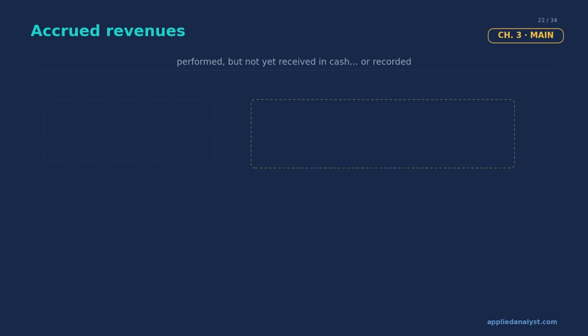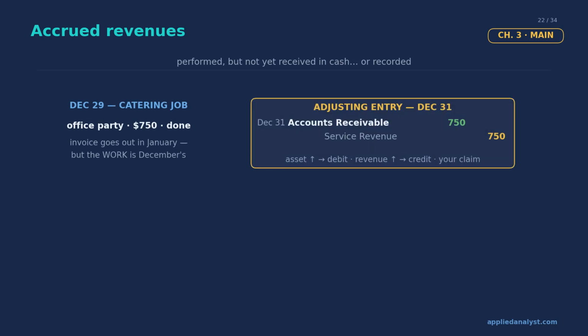Accrued revenues. Revenues for services performed, but not yet received in cash or recorded. On December 29th, Maple Bean finished a $750 catering job for an office party. The invoice goes out in January, but the work is December's. Derive it. Your claim against that customer is an asset. The finished work is earned revenue. So, debit accounts receivable, $750. Credit service revenue, $750. Interest works the same way. Money owed to you that accrues with the passage of time. Debit interest receivable, credit interest revenue.